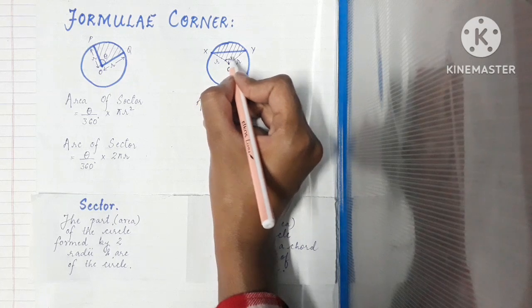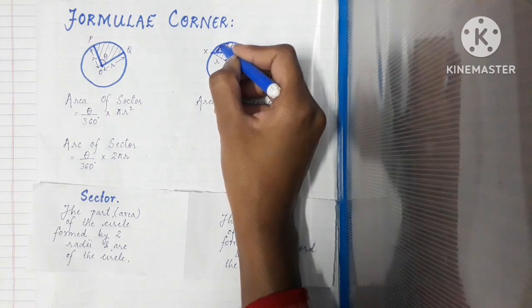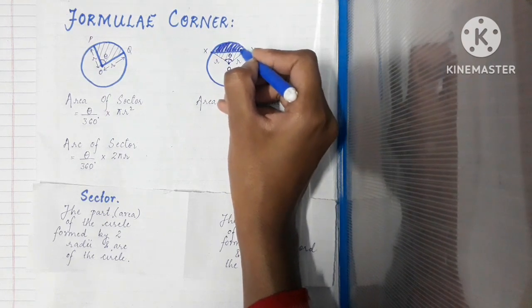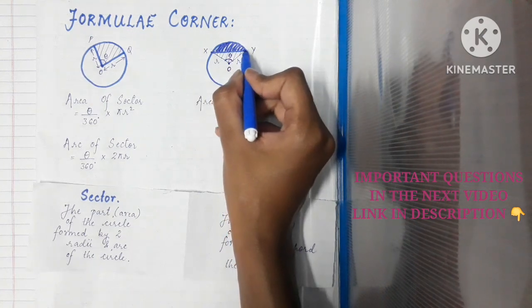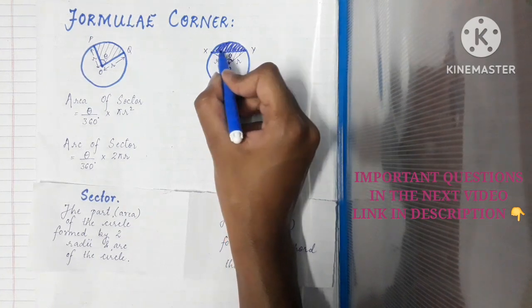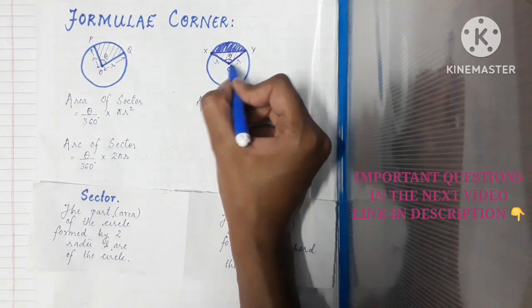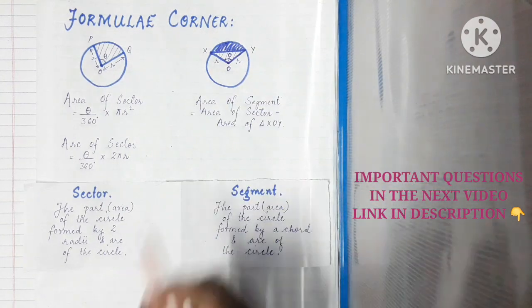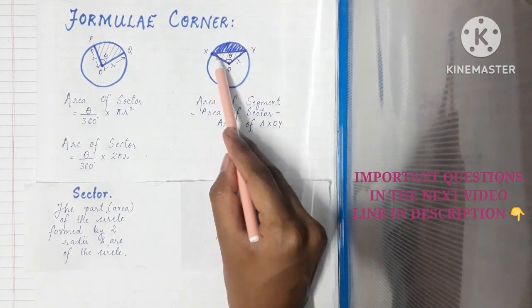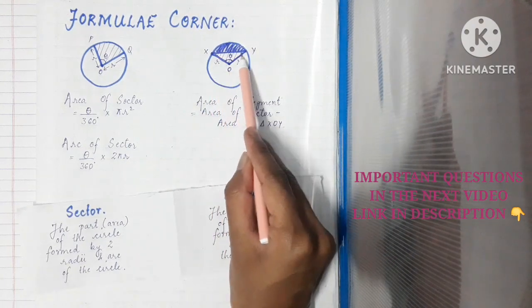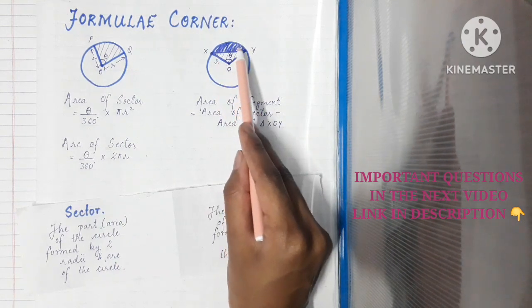If this angle is theta, let's suppose, then the area of this segment of the circle can be deduced from the expression that this area is equal to the area of this complete sector minus the area of this triangle. Can you see this triangle? Triangle XOY. So the area of the segment will be the area of the corresponding sector minus the area of this triangle XOY. Then we can find out the area of the segment.